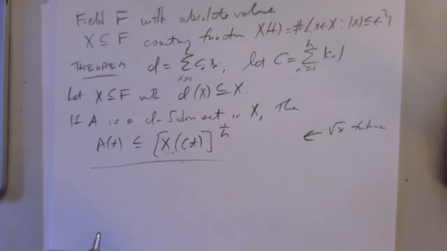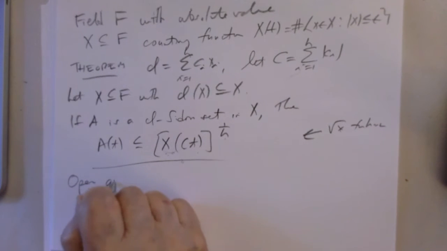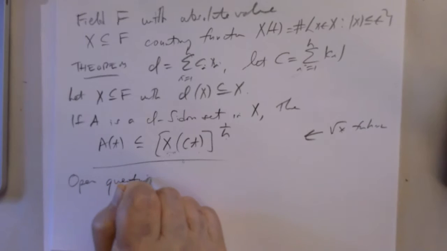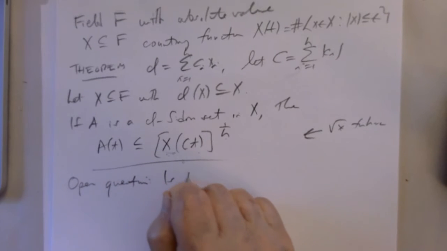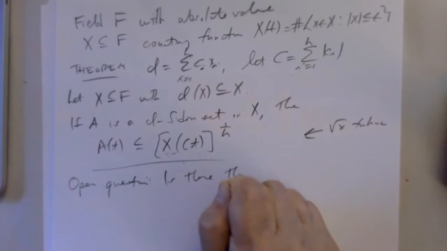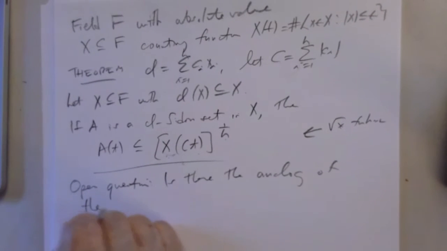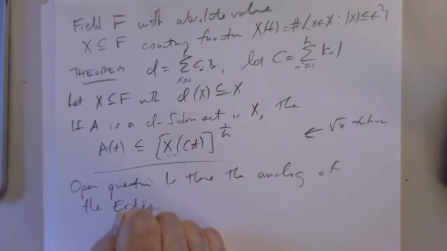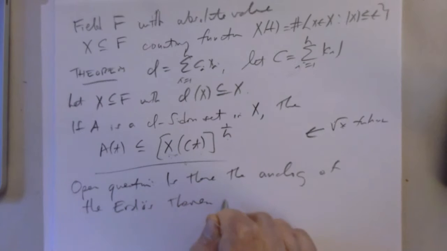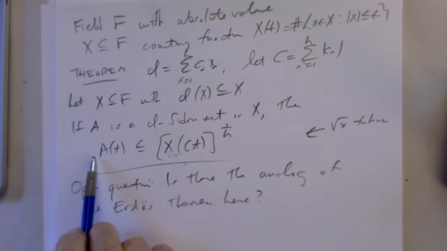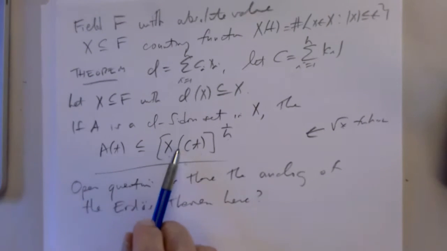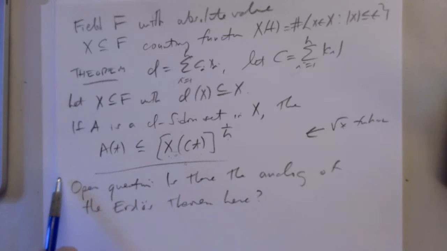And what I don't know, I think of this as an open question, is there an analog of the Erdős theorem here? The theorem that says, in fact, you can't have a set which is this big, that this divided by this must go to zero.